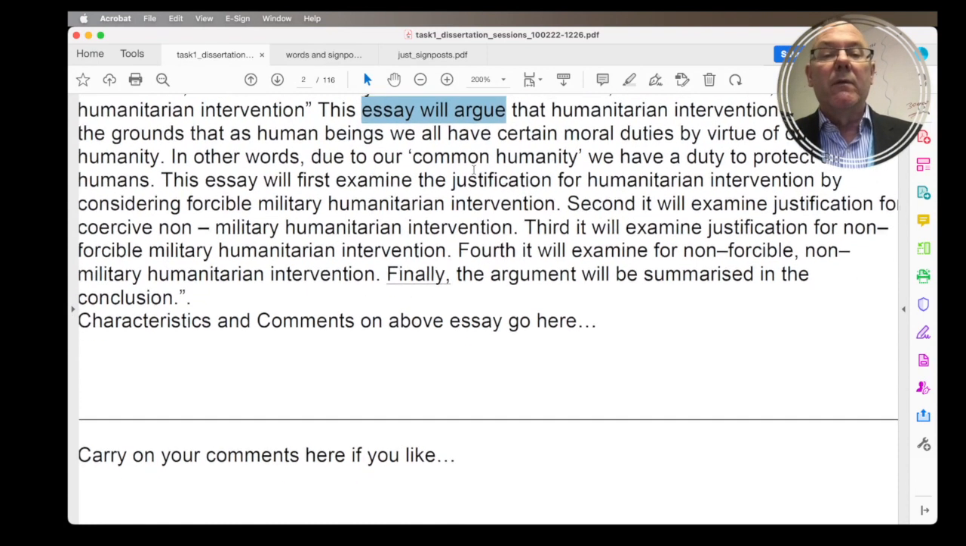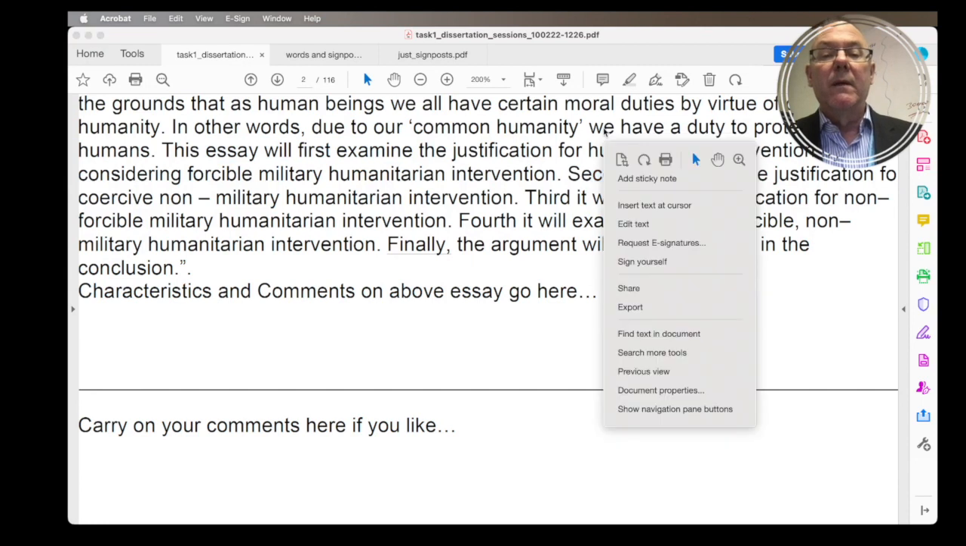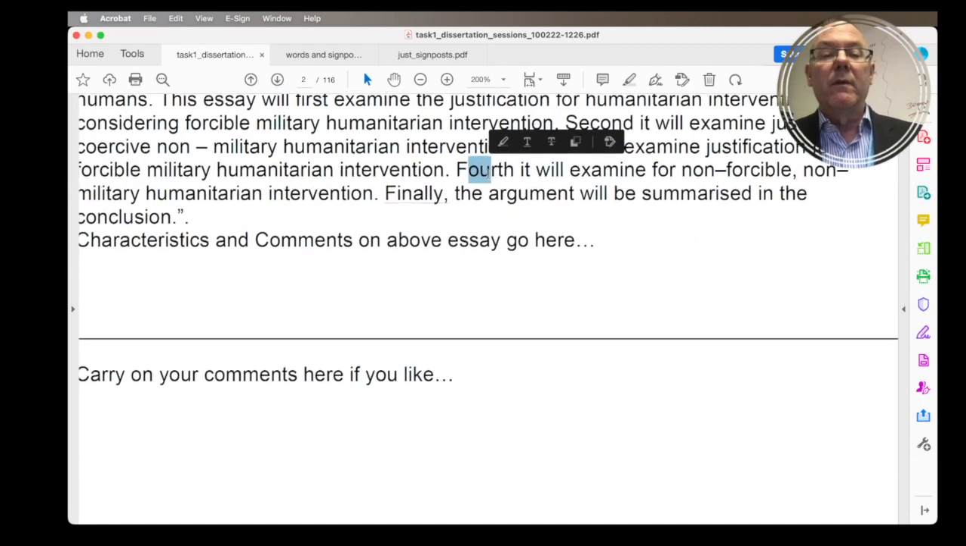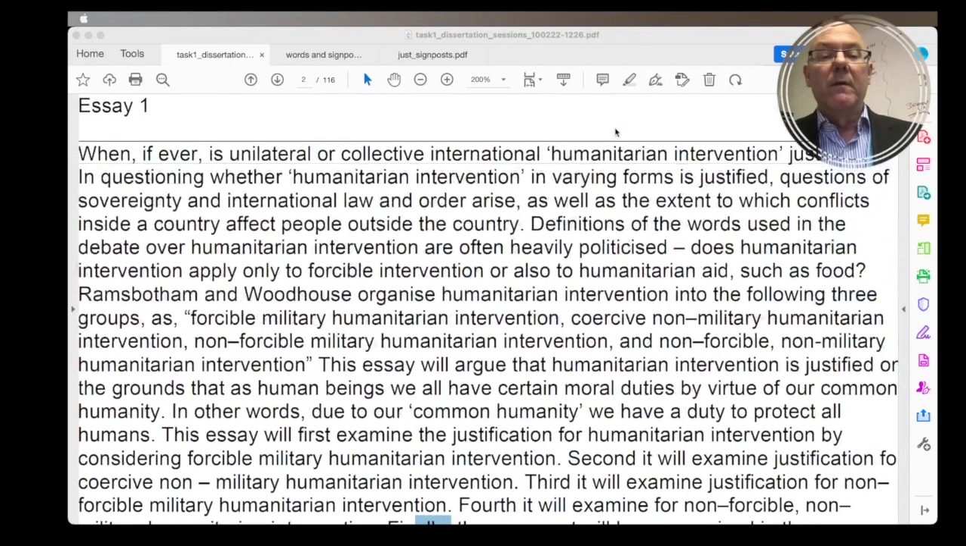So that's 3 or 4 things we found already. We've found the structure and the organisation. This essay will first examine this. The second, it will examine this. Third, it will do something else. Fourth, it will do something else. Finally, it will summarise the argumentation in the conclusion, and so on and so forth. So we've been through that, and that seems to me all to be fine.